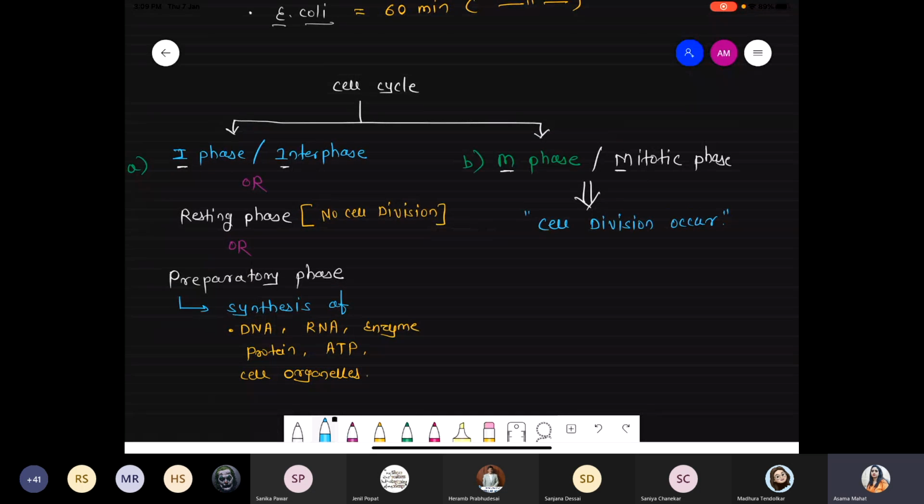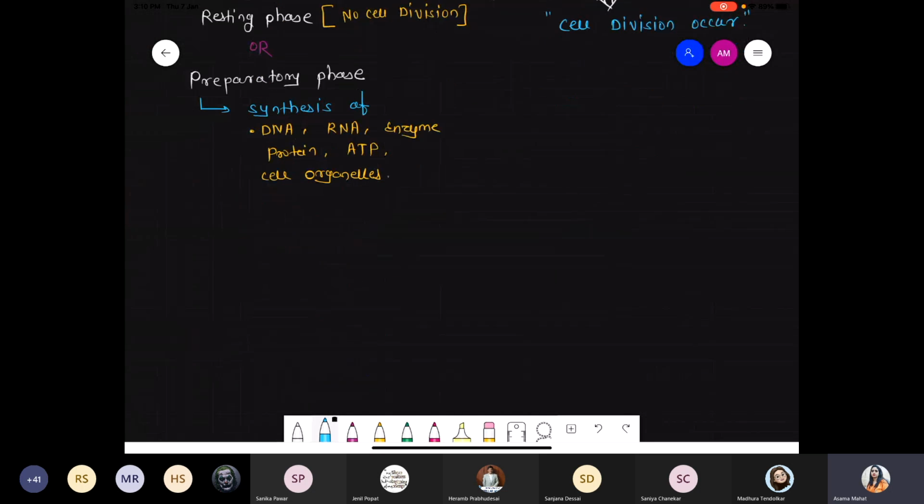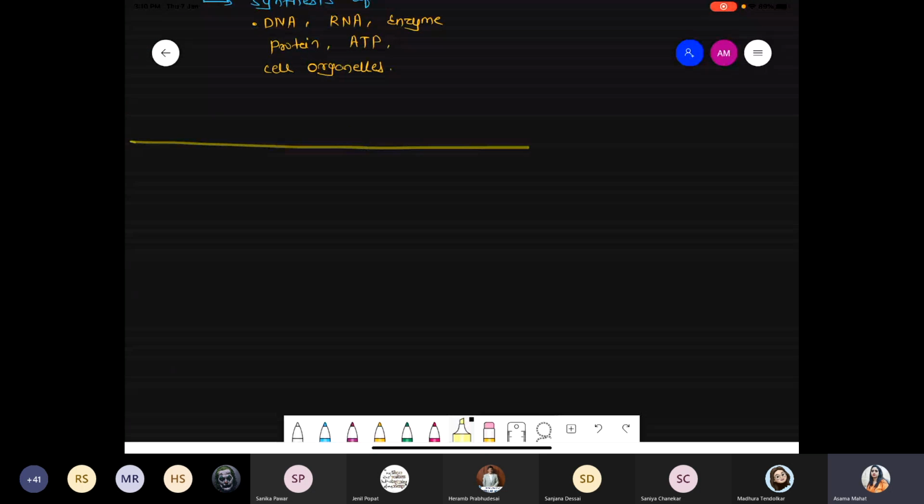So quickly we are taking the difference between the I phase and M phase. In this chapter, we'll discuss in detail what kind of changes and events occur in interphase, and what kind of changes and events occur in mitotic phase. So we'll explain each and everything in detail. Please divide your page into two sections. Now we are taking the difference between I, standing for interphase, and M, standing for mitotic phase.